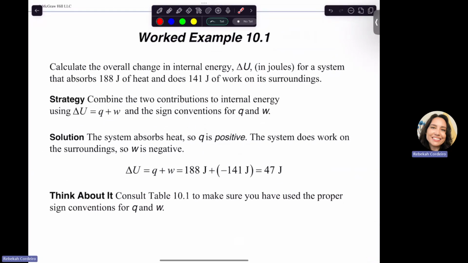And of course, you have lots of homework questions. So think about it: they want the delta U, they give us the heat, which is Q, and they give us the work. Now we have to figure out if it's positive or negative. Absorbs heat would be positive, but if it does the work, that's going to be negative. So that's why they changed the 141 to the negative here. And then we're just adding those two numbers up.